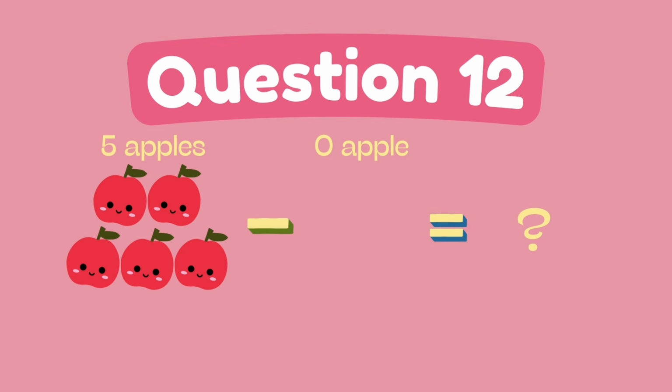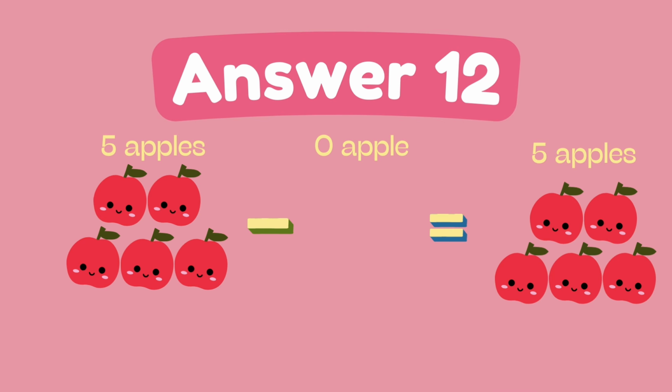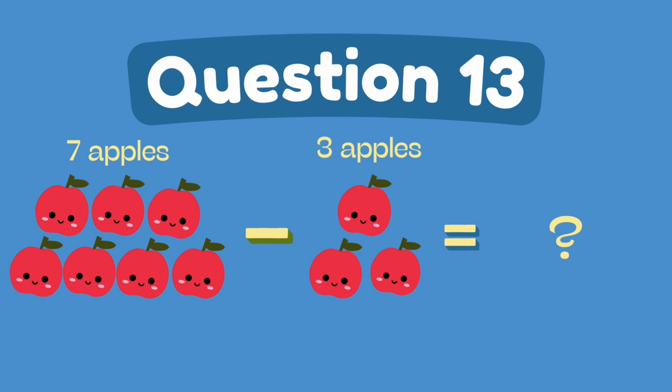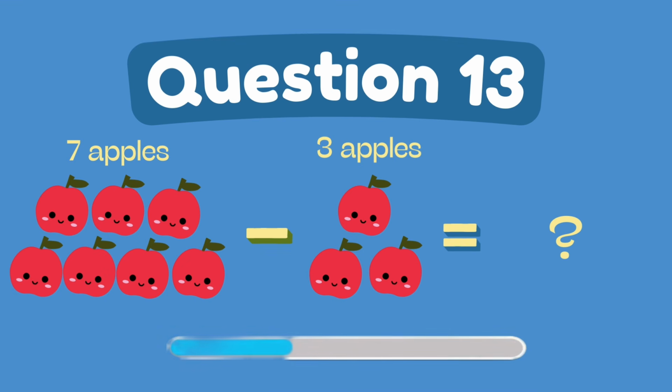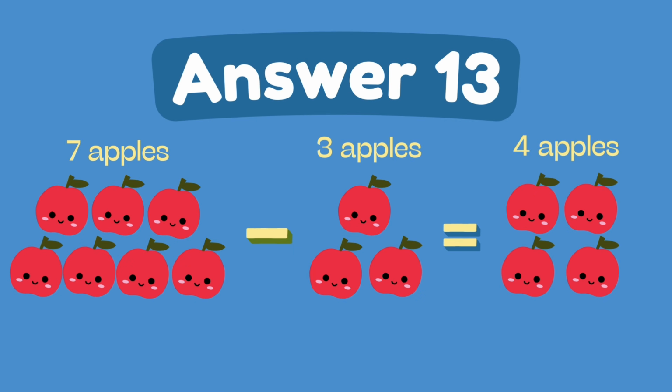What is 5 minus 0? The answer is 5. What is 7 minus 3? The answer is 4.